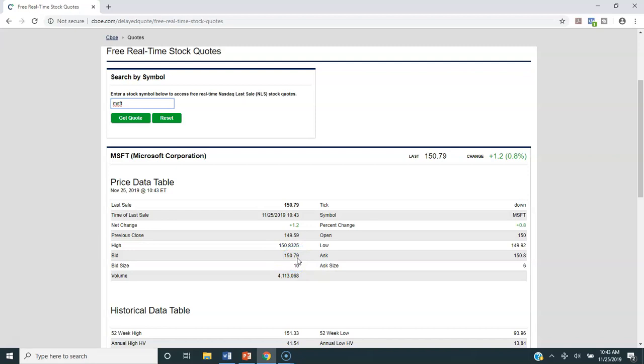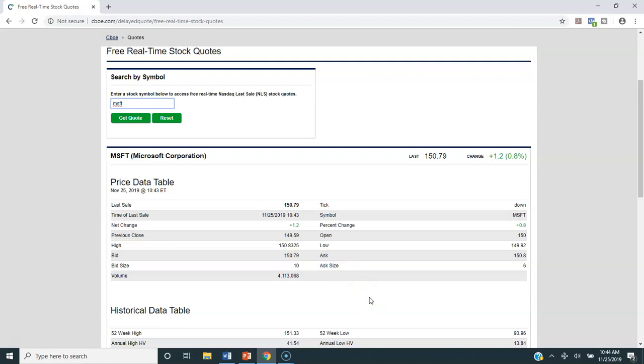Now, if you look up some small caps, a smaller, less liquid stock, you're probably going to see a wider bid-ask spread. In other words, it could be 5 or 10 cents apart instead of just a penny apart. These are obviously very popular, very liquid stocks that trade a lot, right? Millions and millions of shares.